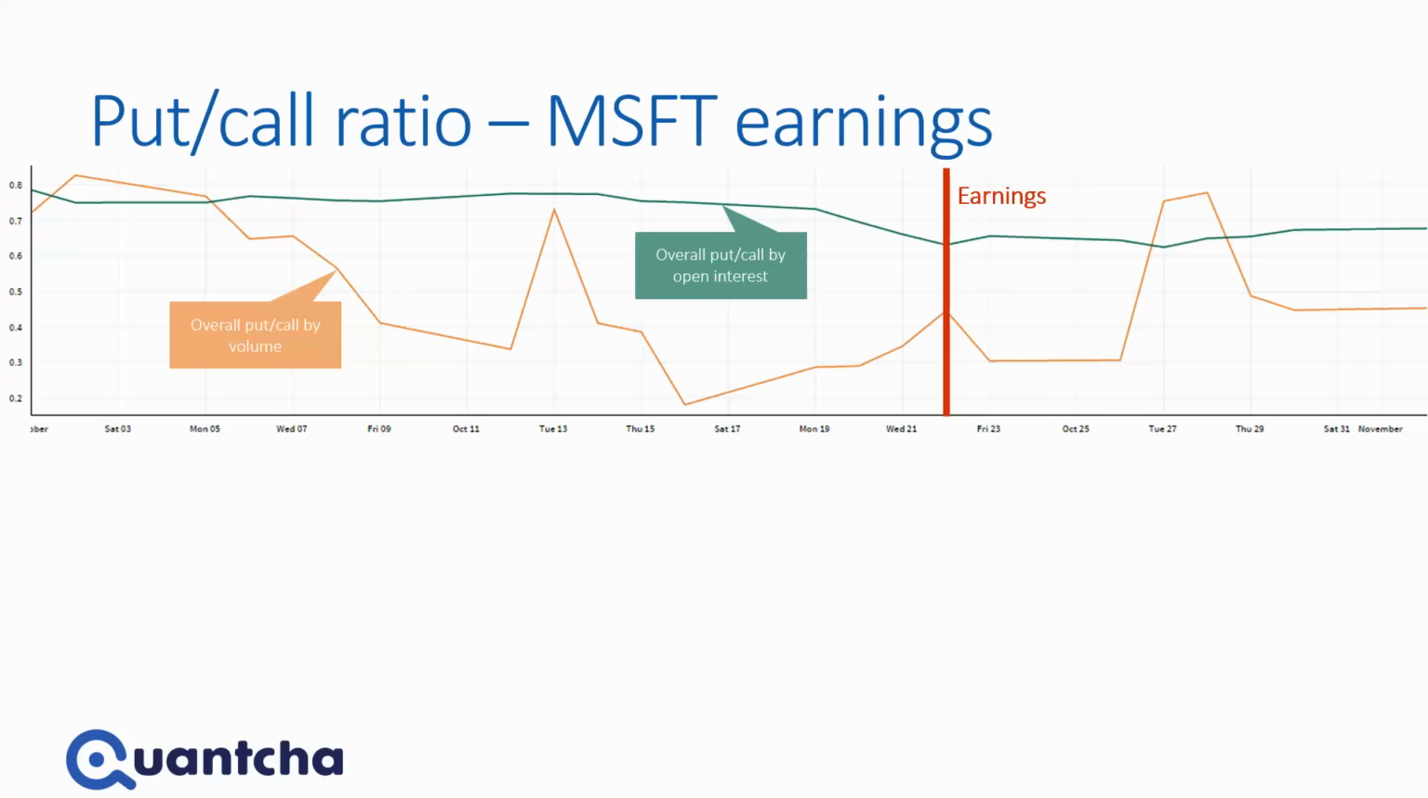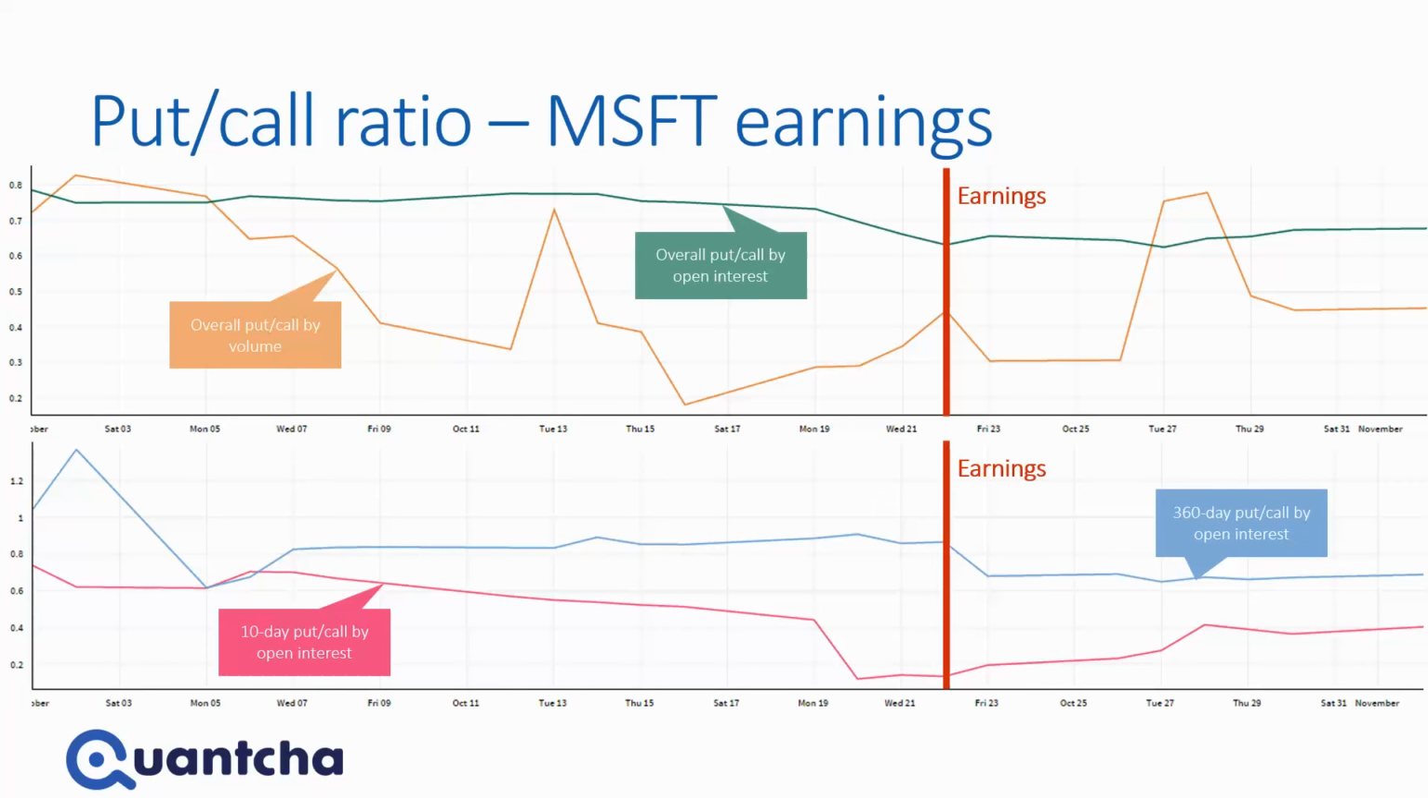Now, if we break down the open interest put call ratio a bit more, we can see here that the pink line represents the 10-day put call by open interest, whereas the blue one is the 360-day put call by open interest. And you'll see that leading into earnings, there were significantly fewer puts being held, and people were really divesting of puts as they were getting towards earnings. Either they were closing out their puts, or they were loading up on calls. And so that could be something you might read into for that week leading into the earnings. Whereas the behavior was a lot more conservative on the side of the 1 year out puts and calls.